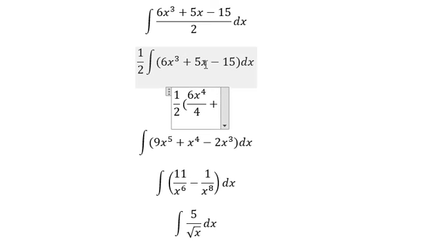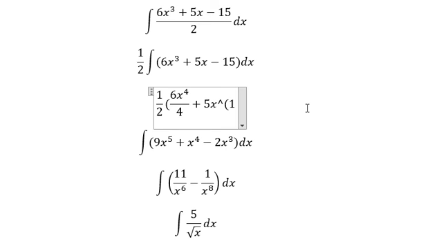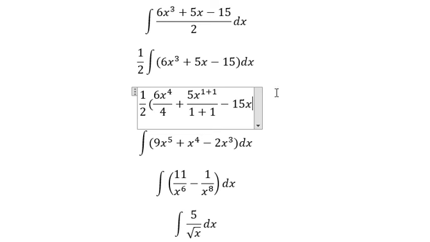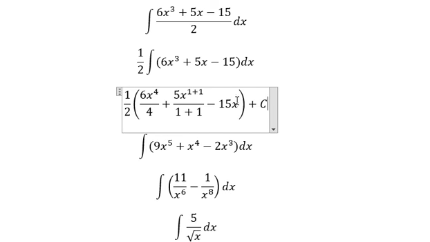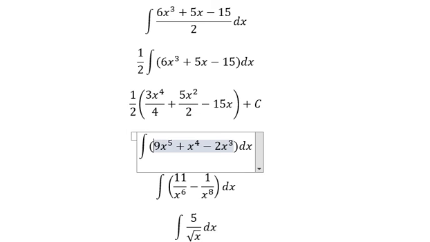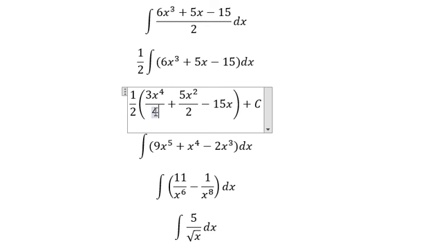Similar for the next one, x, that means 5x to the power of number 1. Now we need to add number 1 in here, over 1 plus 1. Similar for the next one, because we don't have x, that means the integral of the number you got about x. 1 plus 1 you got about number 2. 6 divided by 4, we simplify by number 2, you got about 3 over 2. And that is the final answer.